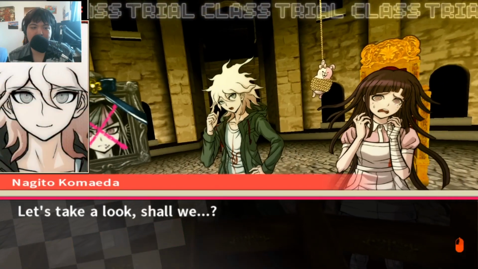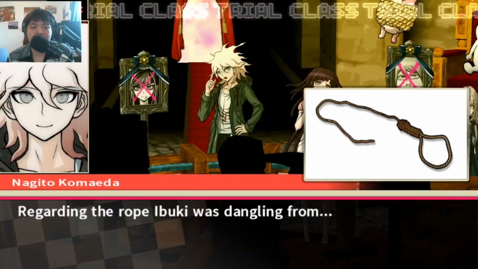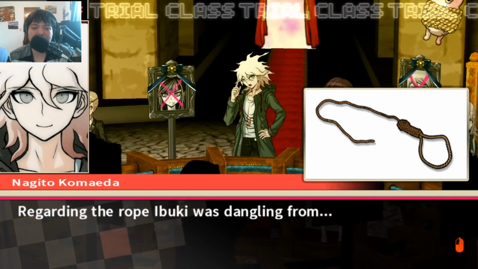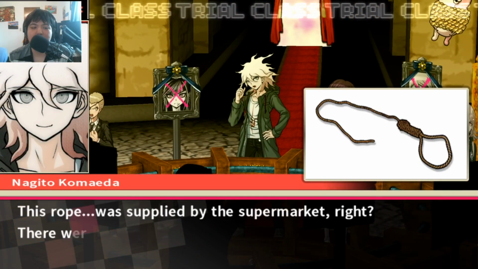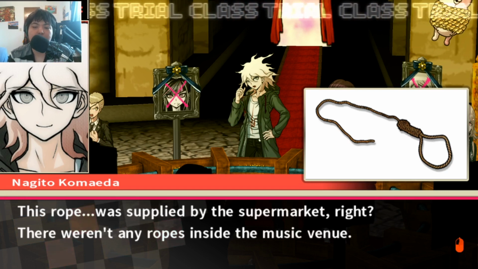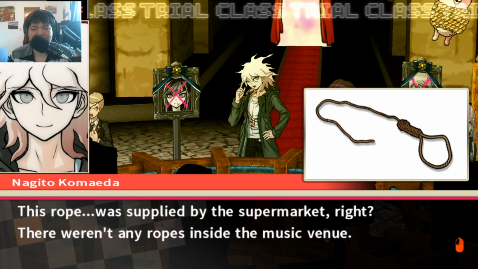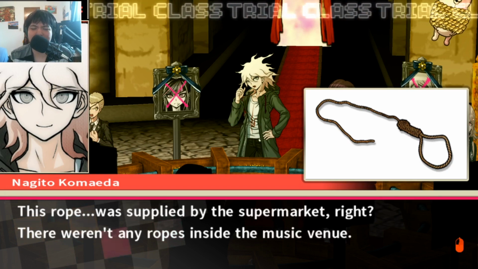Let's take a look, shall we? Regarding the rope Ibuki was dangling from. Oh, the rope that Ibuki was saying? This rope was supplied by the supermarket, right? There weren't any ropes inside the music venue. I think that's what you said, didn't you, Nagito?